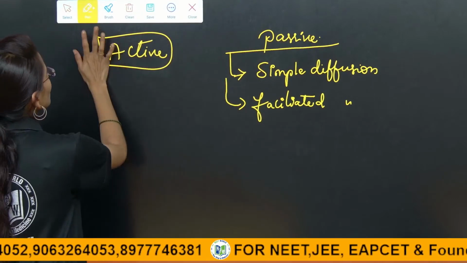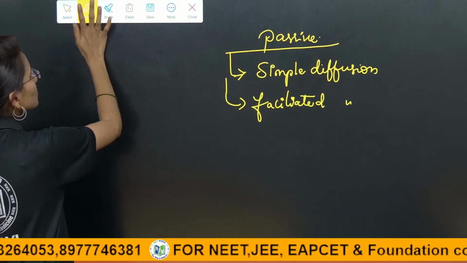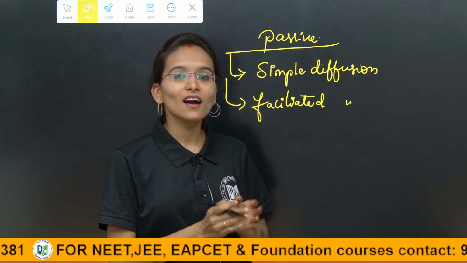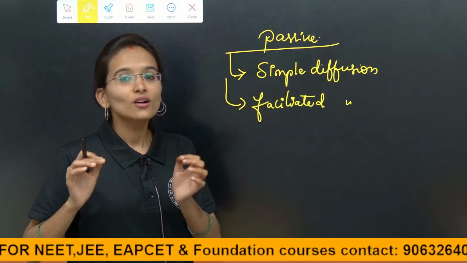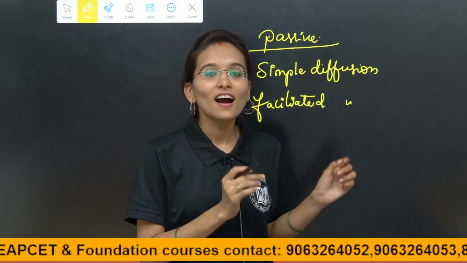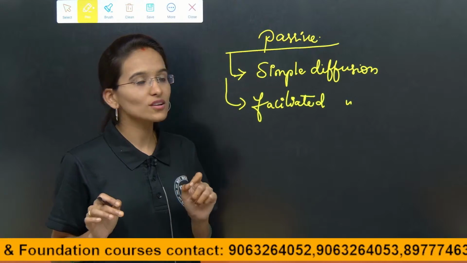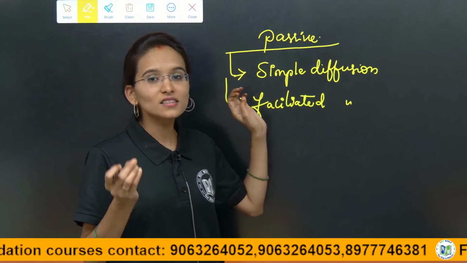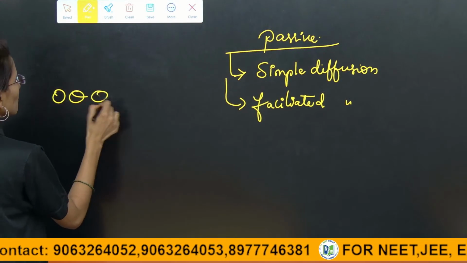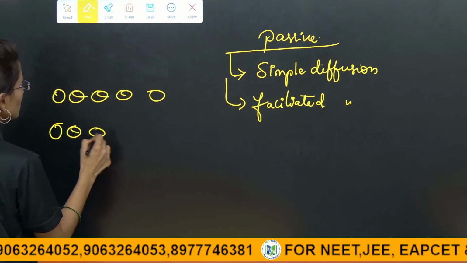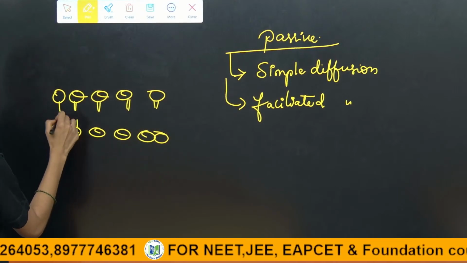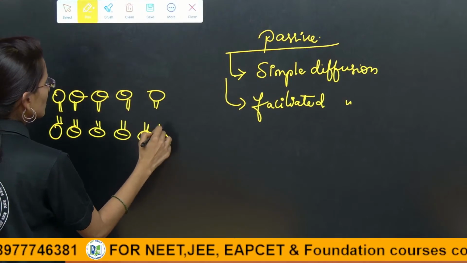So, look here how the simple diffusion process will occur. First of all, what is diffusion, children? The movement of the molecules or ions from the higher concentration gradient to the lower concentration gradient. That is a simple diffusion. Now see here, this is a plasma membrane, it is a phospholipid bilayer. So now here is a blood vessel.